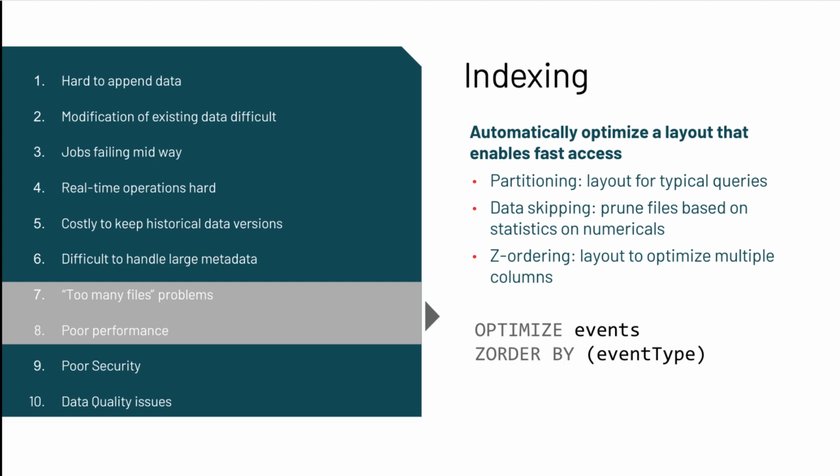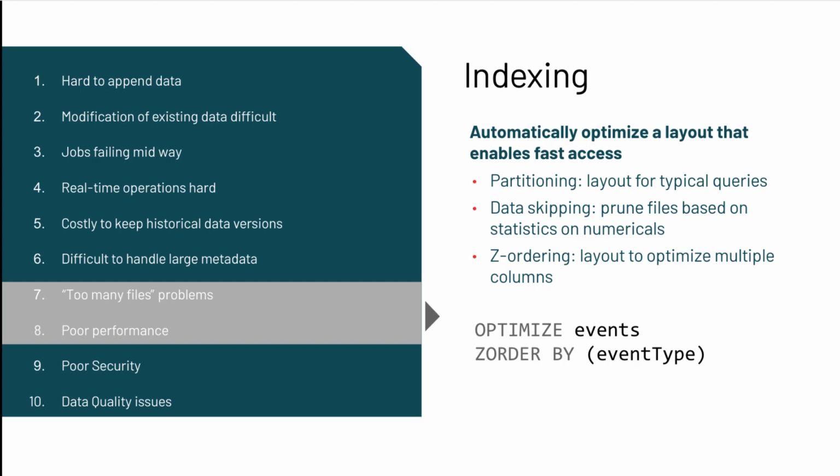We have Z-ordering, which lets us lay out the data in a way that you can actually have multiple columns that are all optimized equally, and therefore a query, if you had a year, a month, or a day that goes through the day, month, or all three, they can get similar performance.